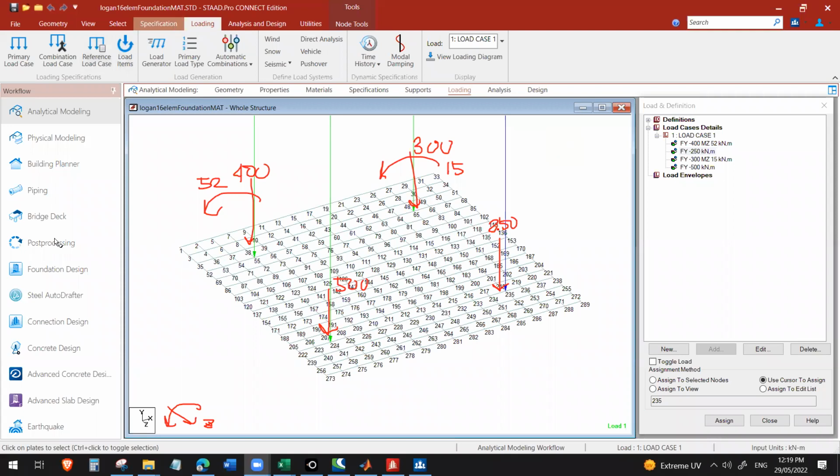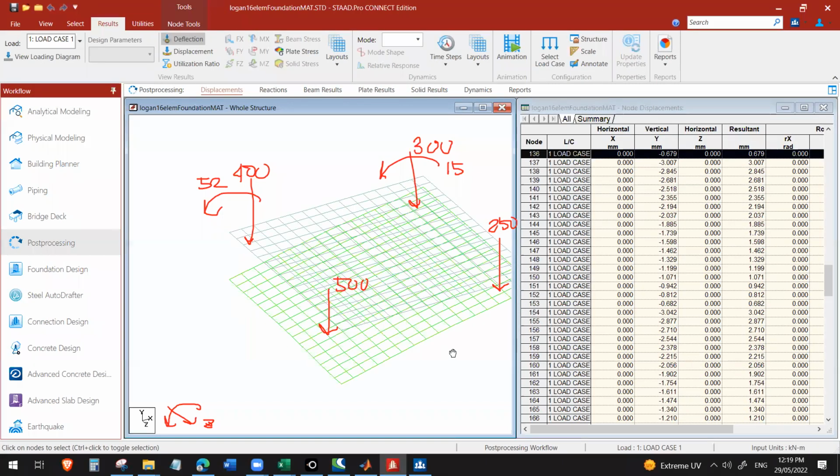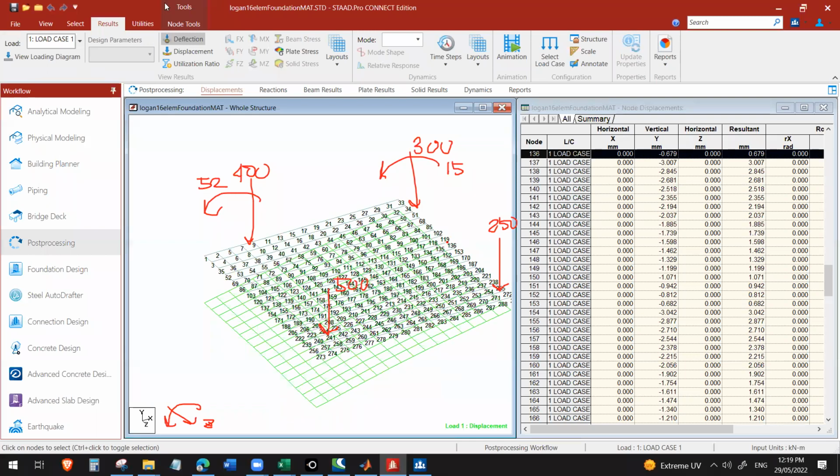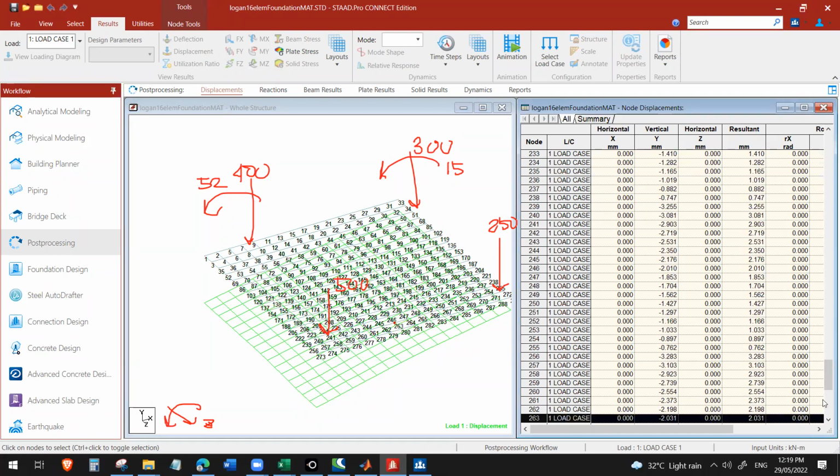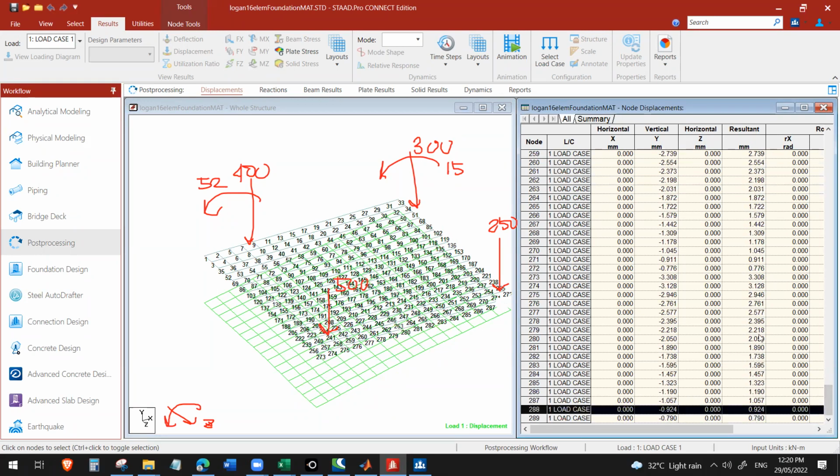And when you check the post-processing, it makes sense, because the maximum displacement is here, where the heaviest load is, the 500 kilonewton. And to check that there is no uplift, all the displacements should be negative. It looks like they are all negative.